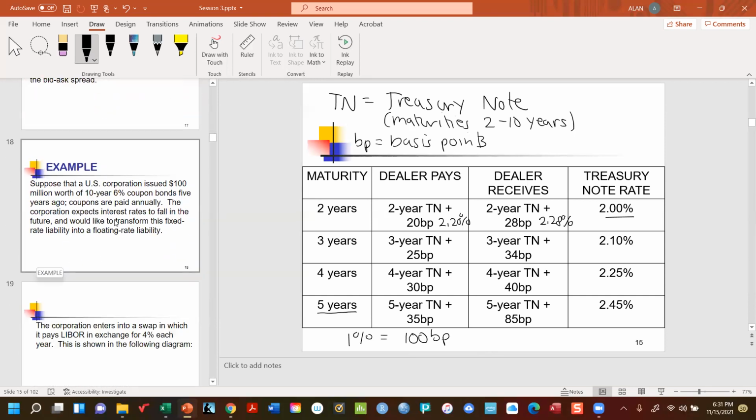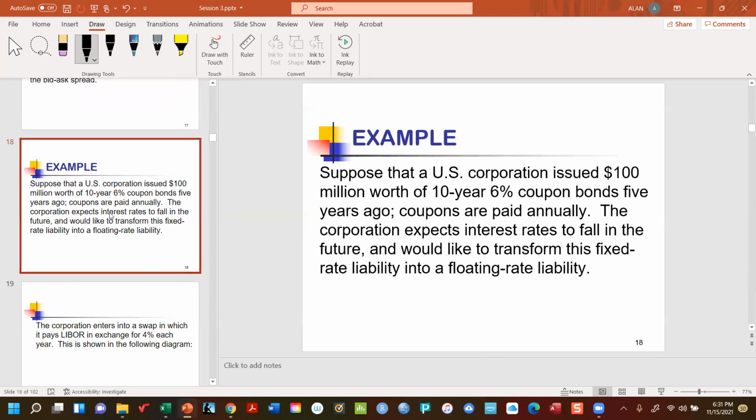All right, now let's look at this case. A U.S. corporation issued $100 million worth of 10-year 6% bonds 5 years ago. Coupons are paid annually. The corporation expects rates to fall in the future and would like to transform this fixed rate liability into a floating rate liability. So they would like to be paying somebody floating rates instead of fixed rates.